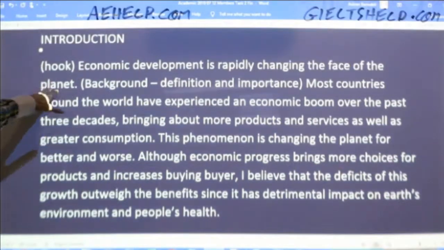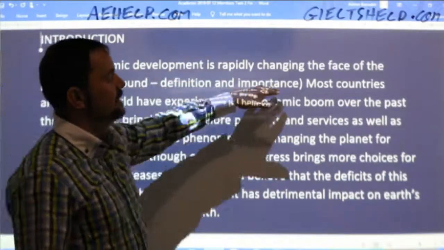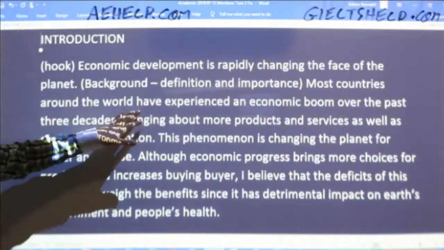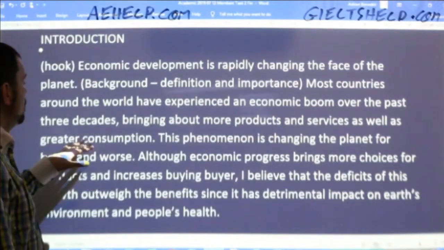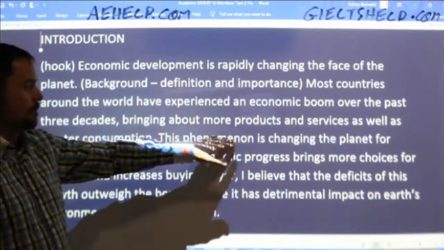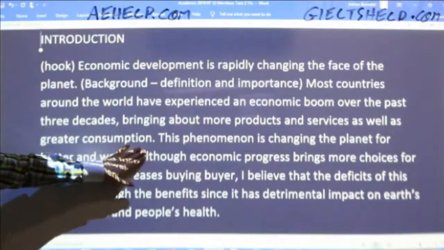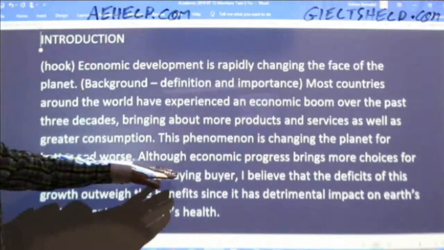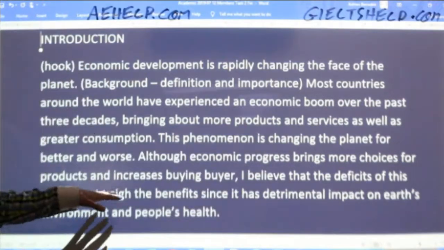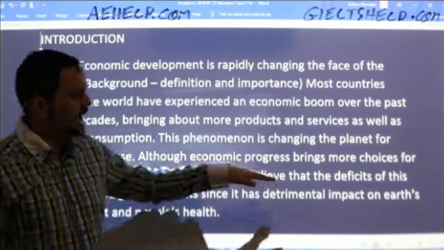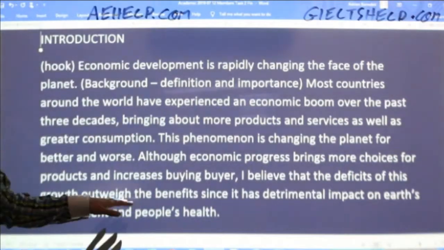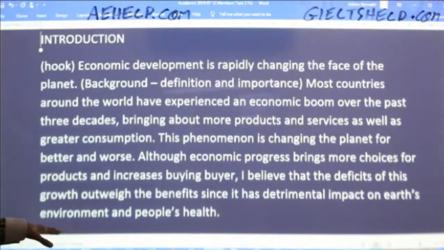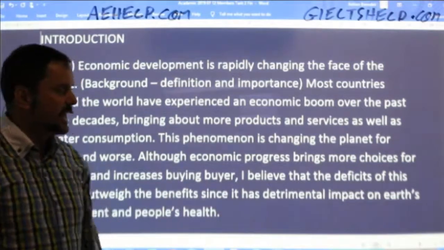So here's the hook. Economic development is rapidly changing the face of the planet. Most countries around the world have experienced an economic boom over the past 3 decades, bringing about more products and services as well as greater consumption. This phenomenon is changing the planet for better and worse. Although economic progress brings more choices for products and increases buying power, I believe the deficits of this growth outweigh the benefits, since it has detrimental impact on Earth's environment and people's health.